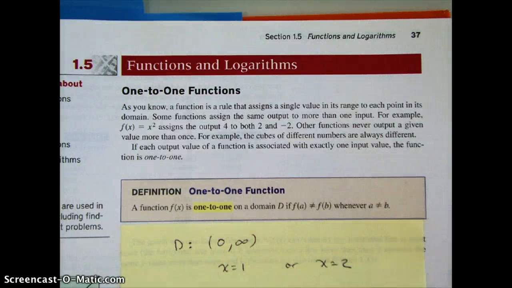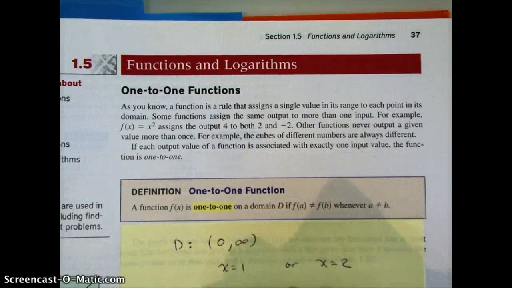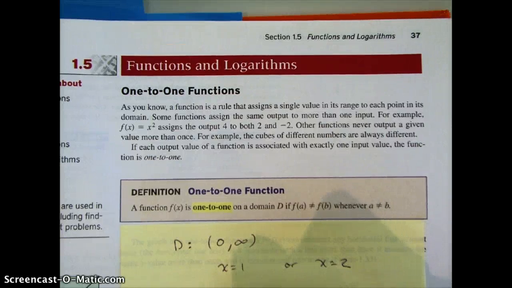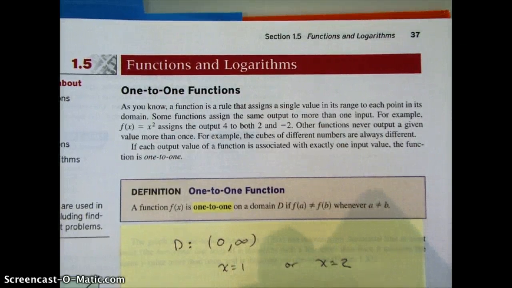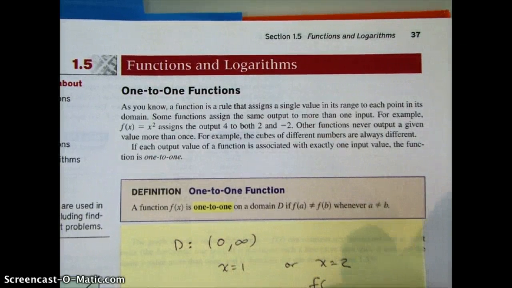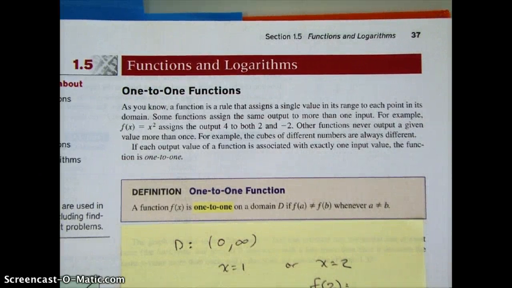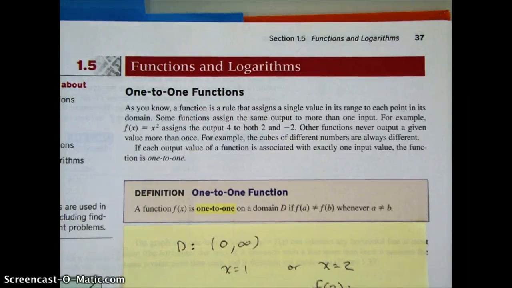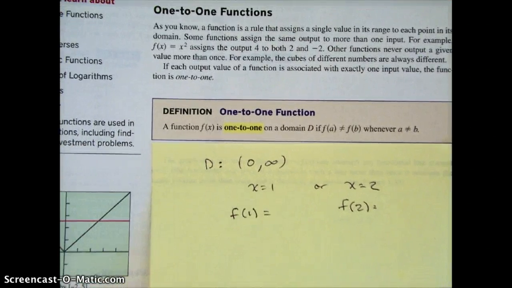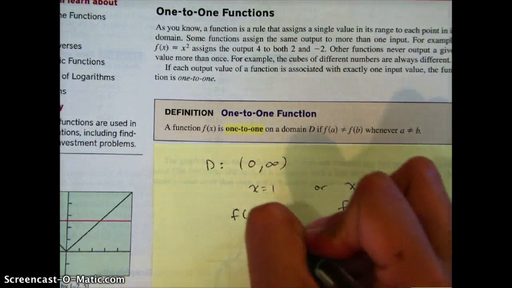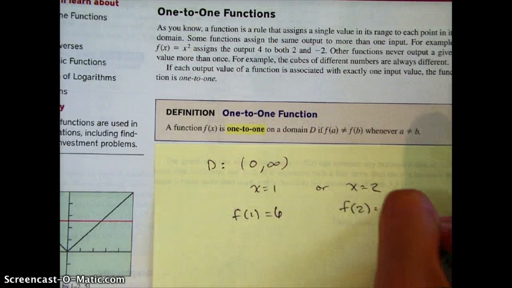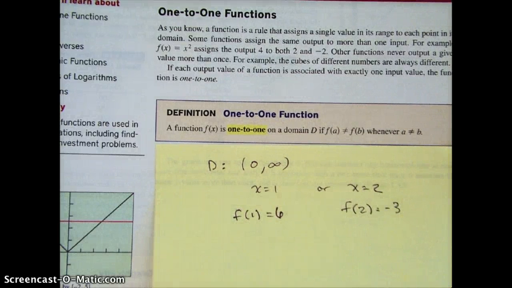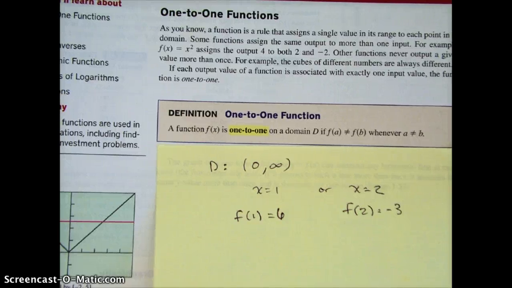They're saying the function that we're talking about, f of x, is called one-to-one if when I plug these two numbers in, 1 and 2, the outputs I get are different numbers. So if f of 1 equals 6 and f of 2 equals negative 3, then the function is one-to-one.